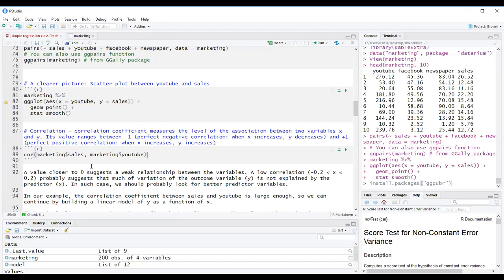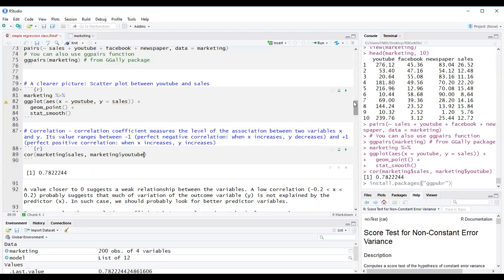Okay, so let's use the correlation function, the correlation between sales and YouTube. We have to indicate the data set from where it's coming, because we did not attach the data set marketing a while ago. So let's just use this correlation. Although we already know the answer here, it's 0.7 something, 0.78224.